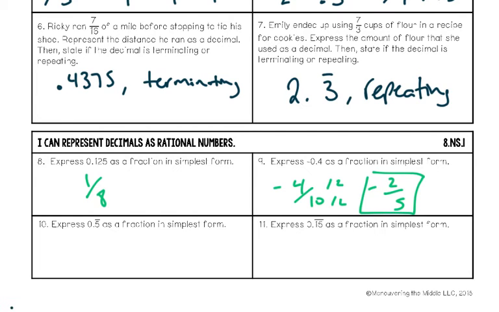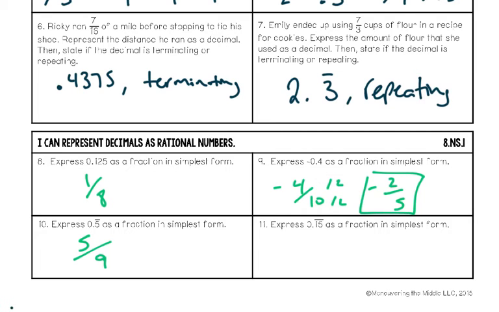Number 10, there's a little trick too. It says express 0.5 repeating as a fraction in simplest form. If it's a 5 repeating like that and it's just a 5, I know that my denominator is 9 because 0.5 would be out of 10. So go one less and you have a repeating 0.5. So 5/9 would be your answer for number 10.